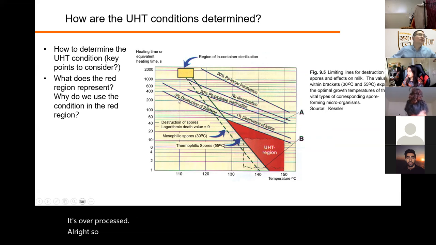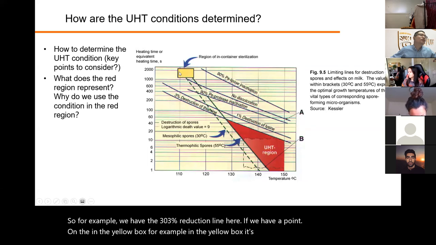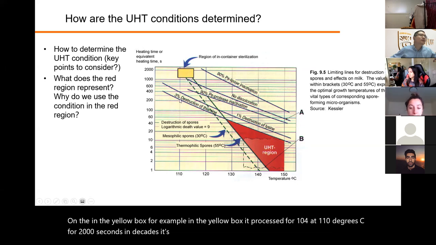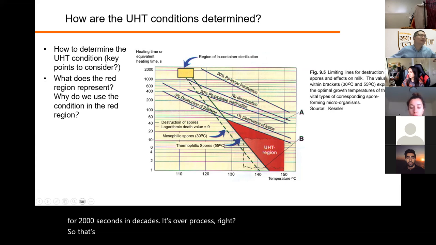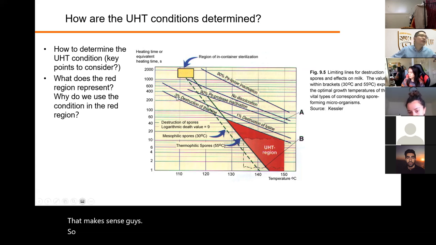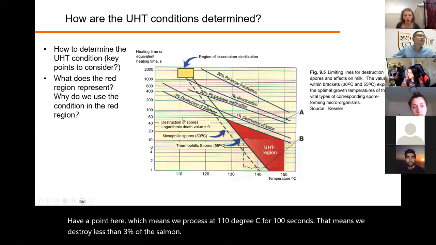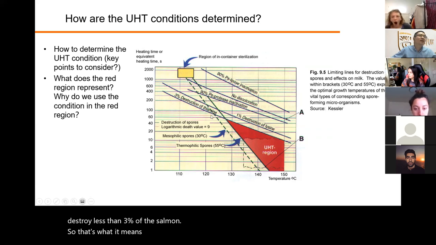For example, we have the 3% reduction line here. If we have a point in the yellow box, processed at 110 degrees C for 2000 seconds, in that case it's overprocessed. Any point above this line means overprocessing, and any process below this line means underprocessing. Does that make sense, guys? For example, if we have a point here, which means we process at 110 degrees C for 100 seconds, that means we destroy less than 3% of the thiamine. So that's what above and below these lines means.